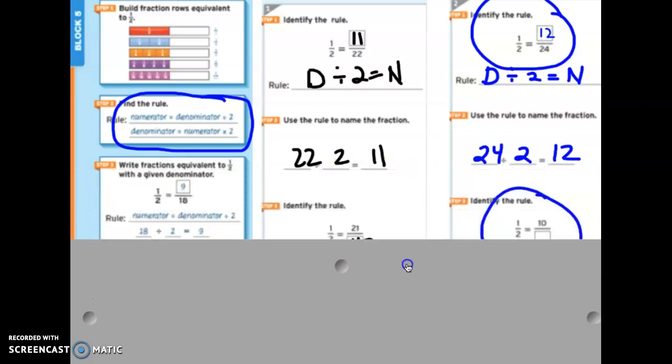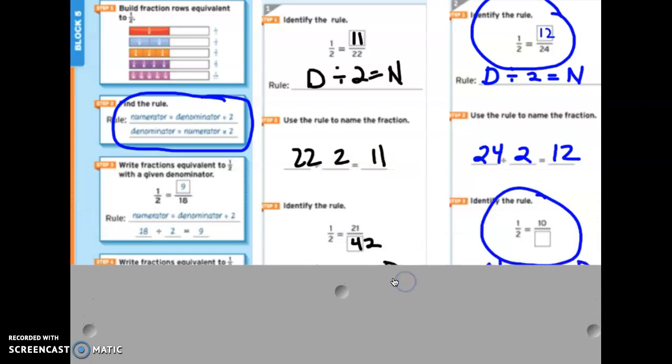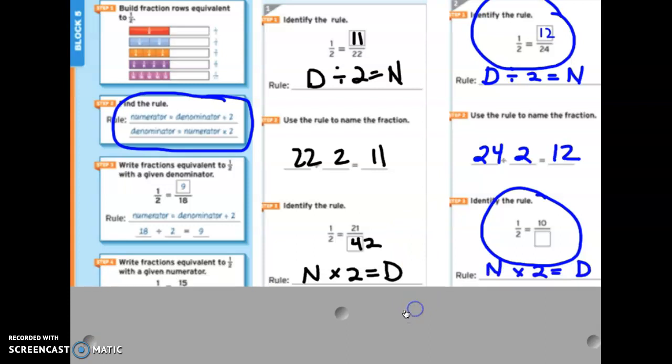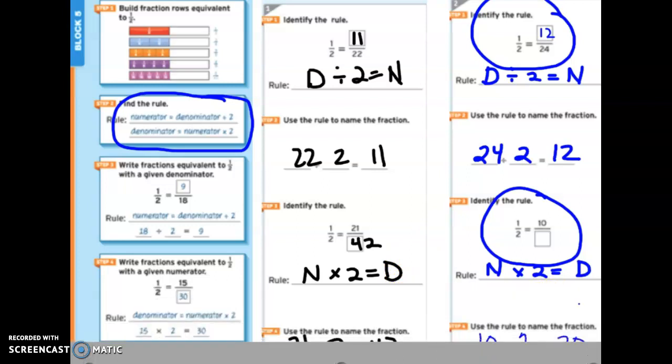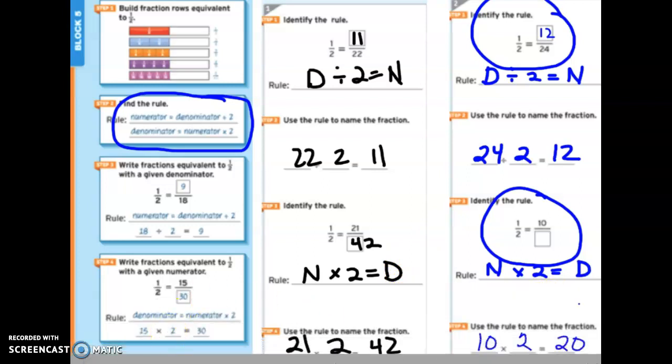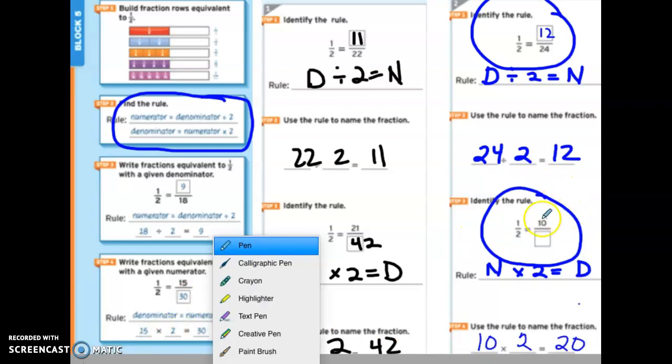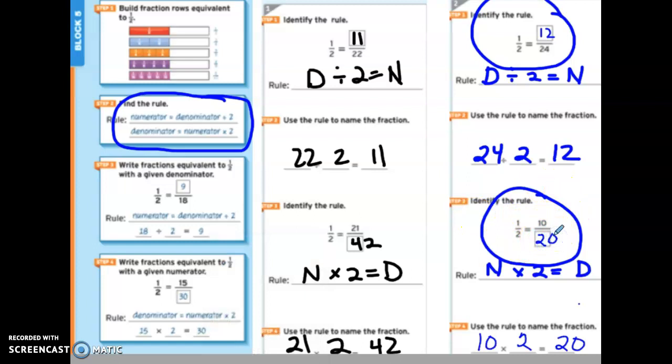The other example you were to try is 1/2 equals 10 over what? We're looking for a denominator, so you take the numerator and multiply it by 2. That gives you the denominator. Since our numerator is 10, 10 times 2 is 20. And so 1/2 is the same thing as 10/20.